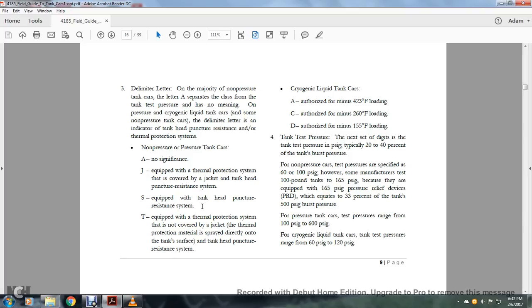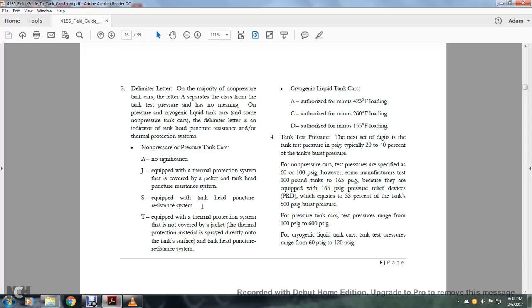J is equipped with a thermal protection system that is covered by a jacket and a tank head puncture resistant system. S is equipped with a tank head puncture resistant system. And T is equipped with a thermal protection system that is not covered by a jacket. The thermal protection material is sprayed directly onto the tank surface and tank head puncture resistant system.